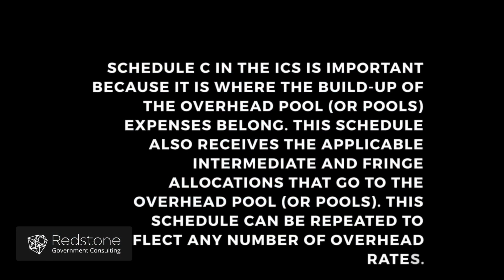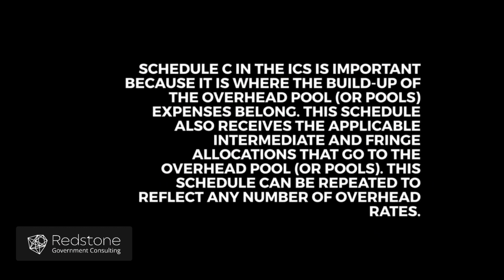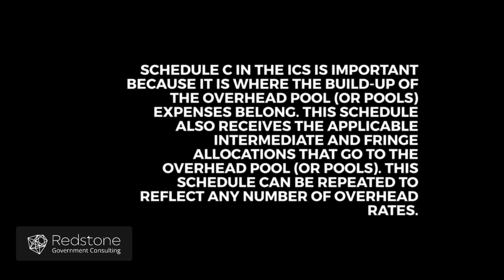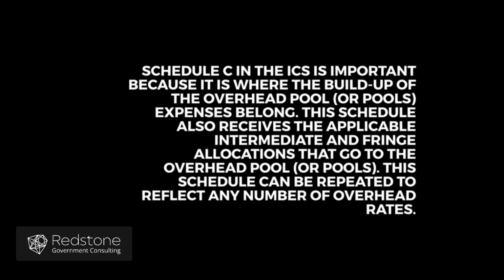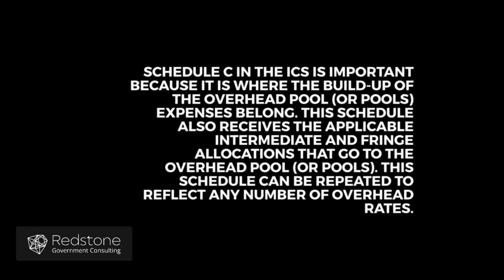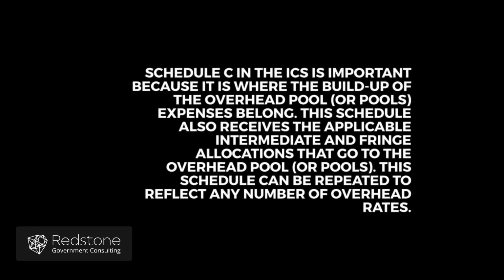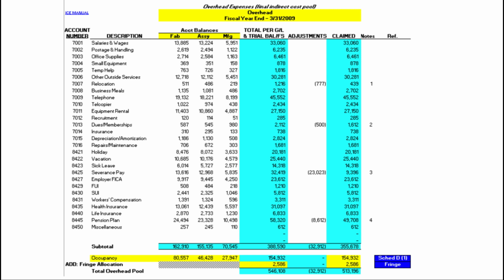Schedule C in the ICS is important because it is where the buildup of the overhead pool or pools expenses belong. This schedule also receives the applicable intermediate and Fringe allocations that go to the overhead pool or pools. This schedule can also be repeated to reflect any number of overhead rates.